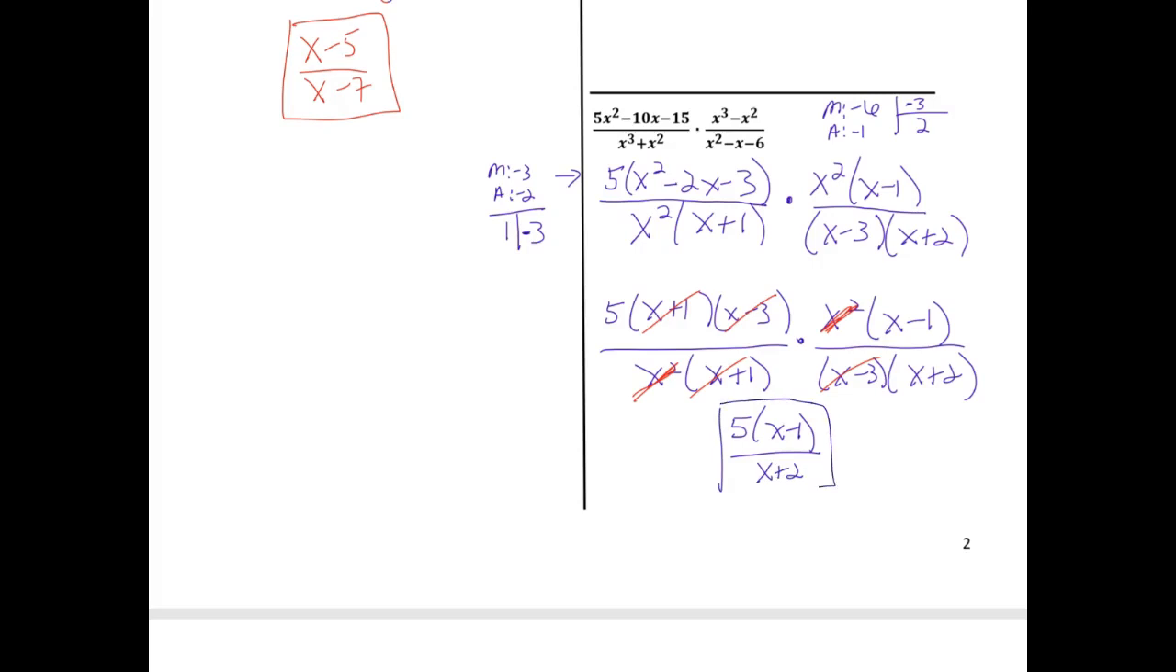So you could leave it like that, or you could distribute that 5 through, and get 5x minus 5 over x plus 2. I think I'm going to write that a little bit better. So 5x minus 5 divided by x plus 2. Either way. And that's how we multiply rational expressions. You factor everything, all the numerators and denominators, look for common factors, divide them out, and then multiply the result.